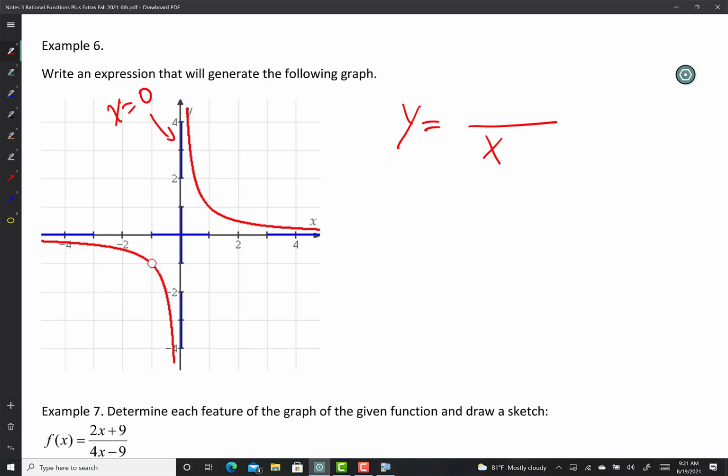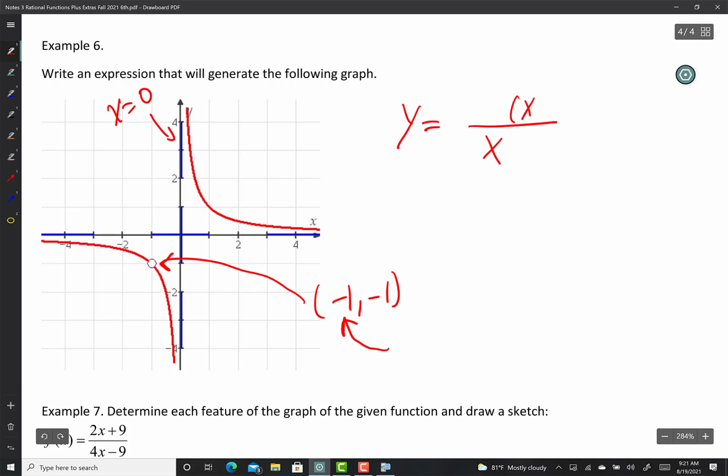Next, I see a hole, and that hole is located at -1, -1. In order for me to have a hole, I have to have the same factor. Notice that I have a -1 there. No, the opposite. So you have an x plus 1 in the top and an x plus 1 in the bottom. Cool or not cool? Yeah, actually that's pretty much it. Sometimes we have the letter A, but for the most part they're going to make it all pretty straightforward. So that's it, guys. That's your equation.